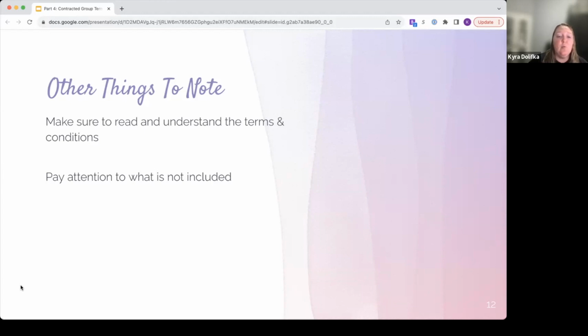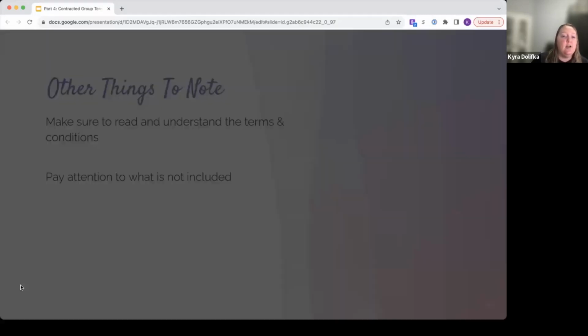Now pay attention to what is and what is not included, because these are things you can use to help sell the group, right? If the transfers are included, that's a bonus for that group. But also keep in mind, maybe the taxes are not included. Maybe the price that you see is going to be a little lower than the total price. So make sure you pay attention to those things when you get your quote and when you get your contract.